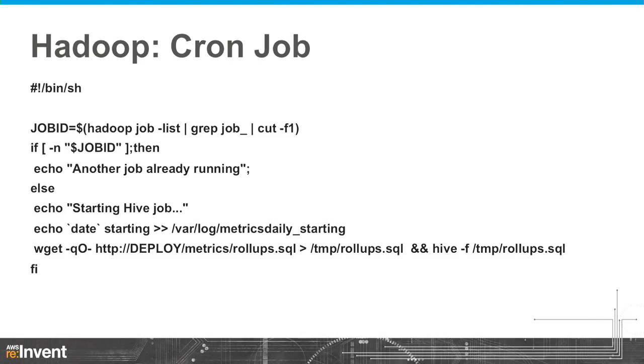So here's an example of one of these cron jobs. Anyone who's familiar with Bash should find it pretty straightforward. We're really just looking at Hadoop's job list and seeing, is there a job running right now? And if there isn't, then at the last line there, we're downloading the new rollup script and then starting it executing.